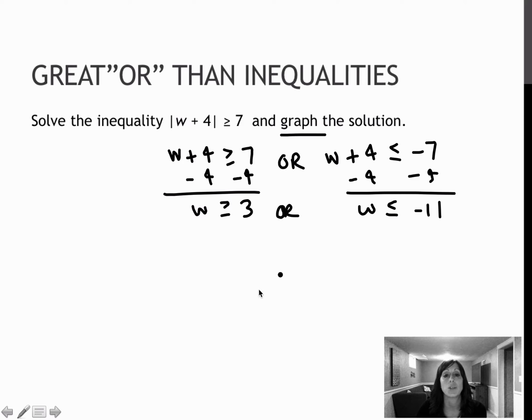And this one they want me to graph. So on my graph at negative 11, I would have a closed bracket, and I would shade all of the values less than negative 11, closed bracket because it was "or equal to". On the other side, I would have a closed bracket on positive 3 and shade all of the values greater than that.